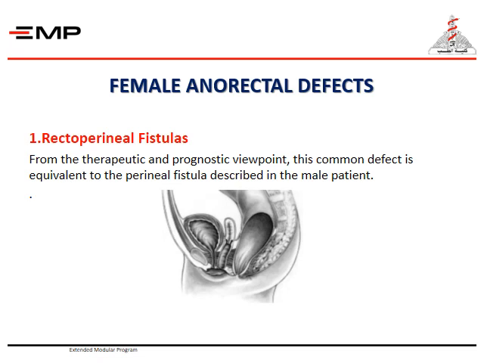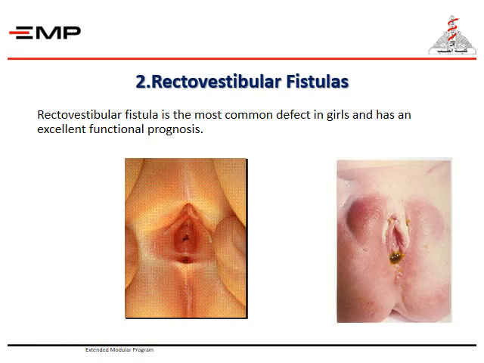The rectum is well positioned within the sphincter mechanism, except for its lower portion, which is anteriorly located. The rectum and vagina are well separated. Rectovestibular fistula is the most common defect in girls and has an excellent functional prognosis. The diagnosis is based on clinical examination. A meticulous inspection of the neonatal genitalia allows the clinician to observe a normal urethral meatus and a normal vagina, with a third hole in the vestibule, which is the rectovestibular fistula.